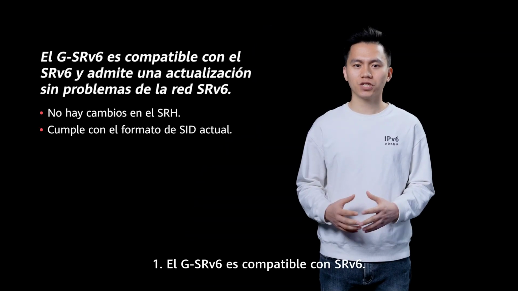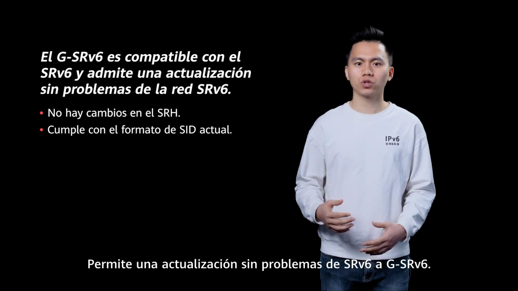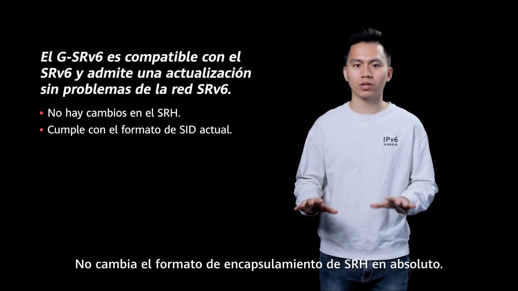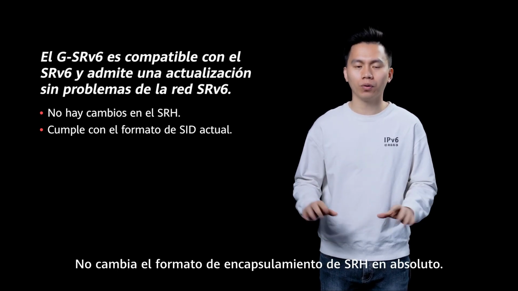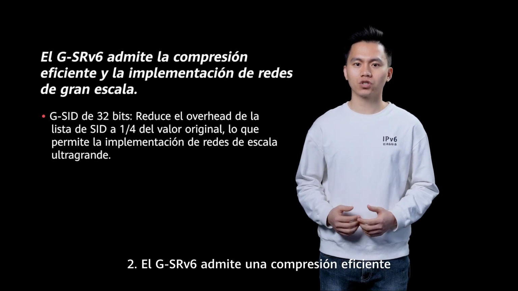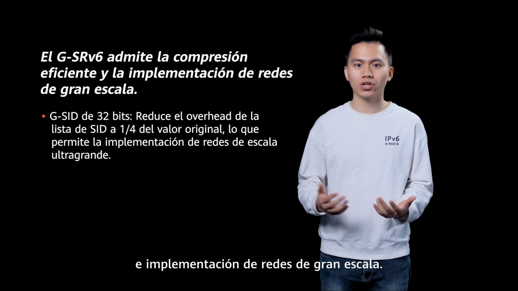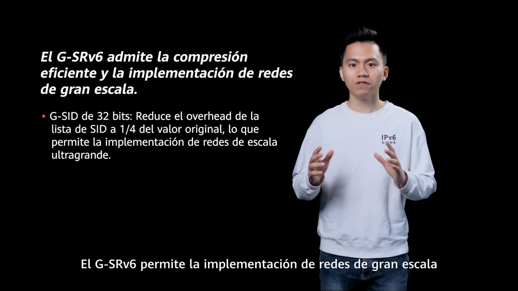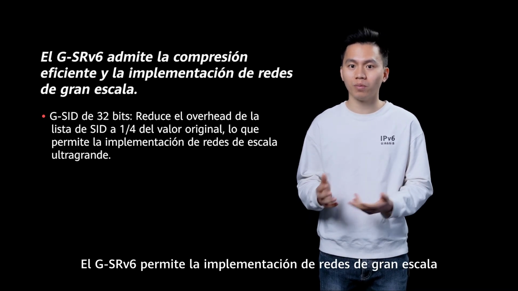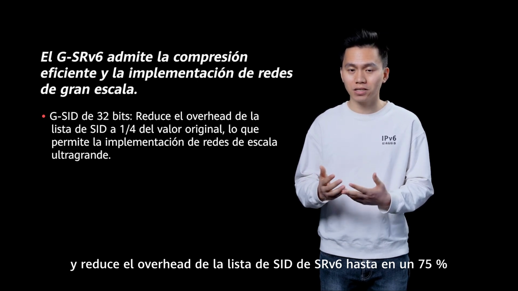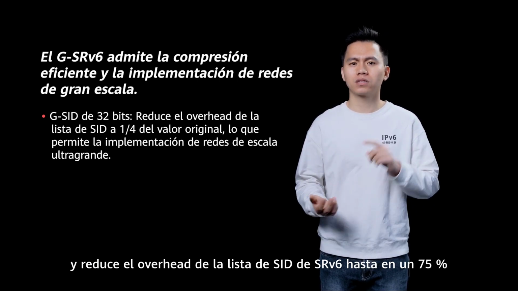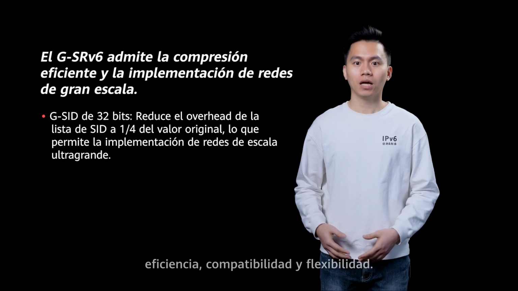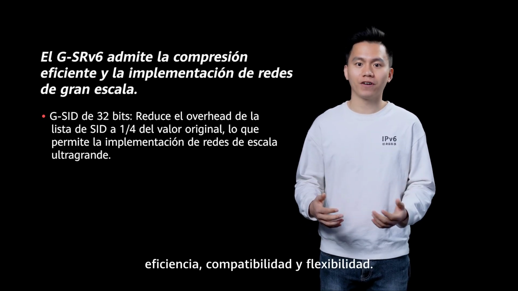First of all, G-SRv6 is compatible with SRv6. It supports smooth upgrade from SRv6 to G-SRv6, and it does not change the SRH encapsulation format at all. Secondly, G-SRv6 supports efficient compression and large-scale network deployment. Using 32-bit C-SID or G-SID, G-SRv6 supports large-scale network deployment and reduces SRv6 SID list overhead by up to 75%, which keeps the best balance of scalability, efficiency, compatibility, and flexibility.